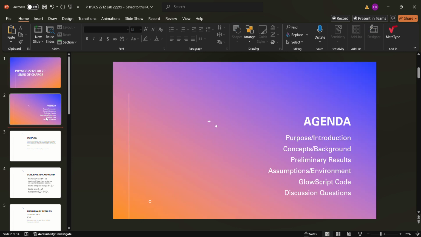Today we're going to be going over the purpose, introduction, concepts and background, preliminary results, assumptions/environment, our GlowScript code, which will make up the majority of our time here, and some discussion questions at the very end.